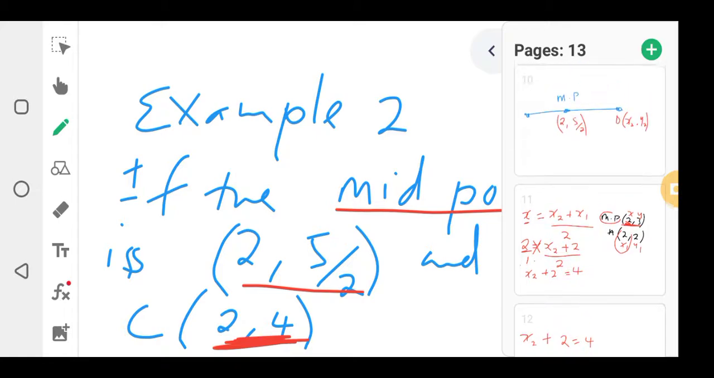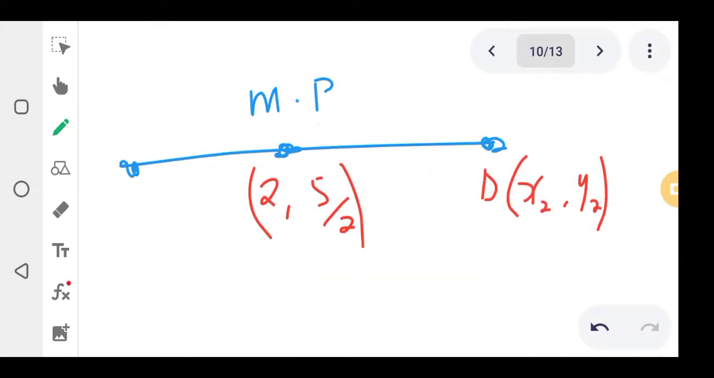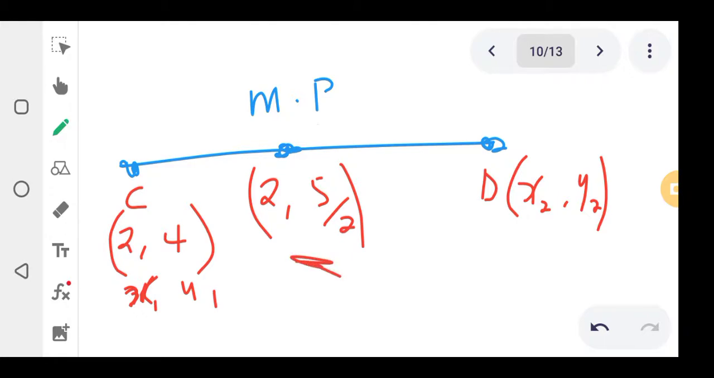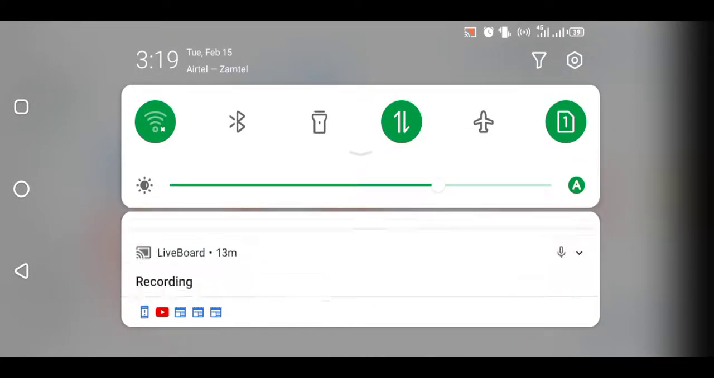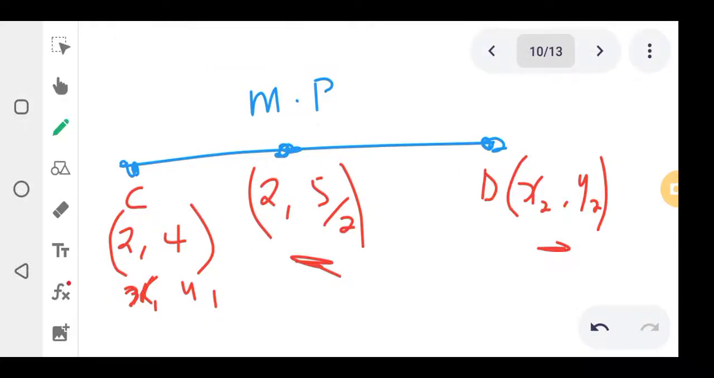Where is point C? So this is point C. Point C there is 2 comma 4. So this one is x1, y1. This one is in the middle, and we're looking for this one on this side. So don't get yourself confused.